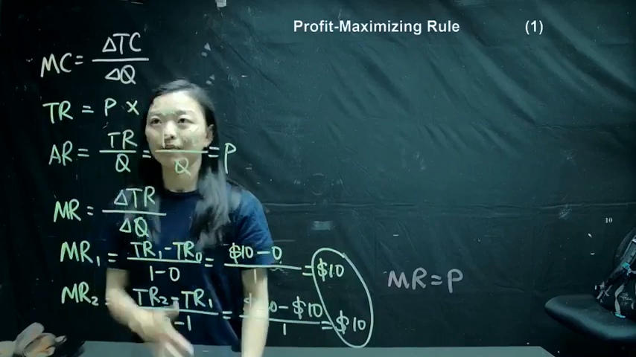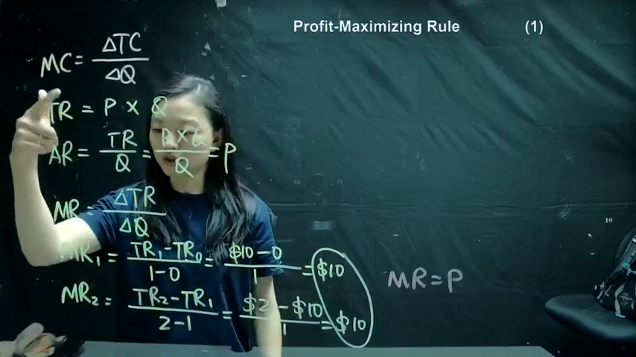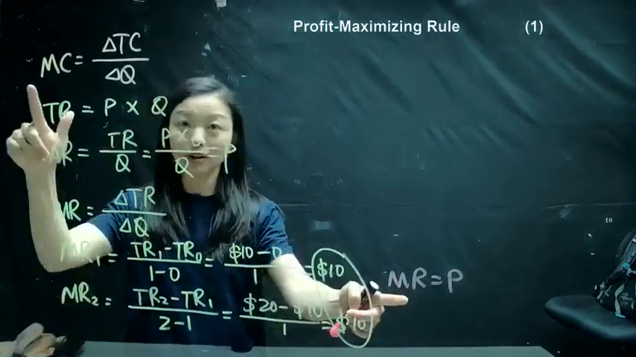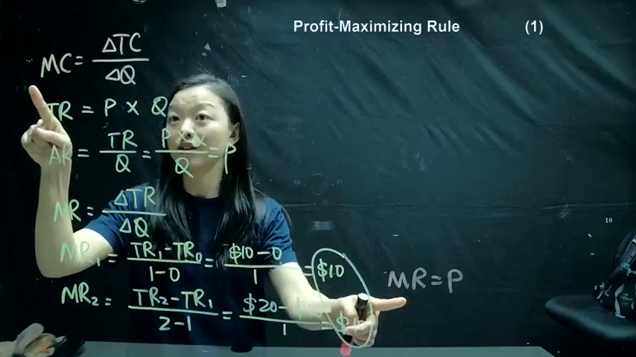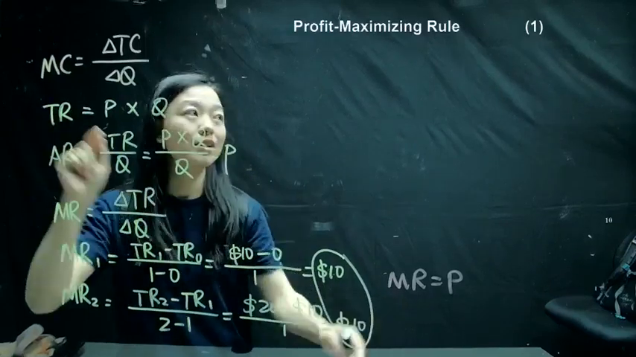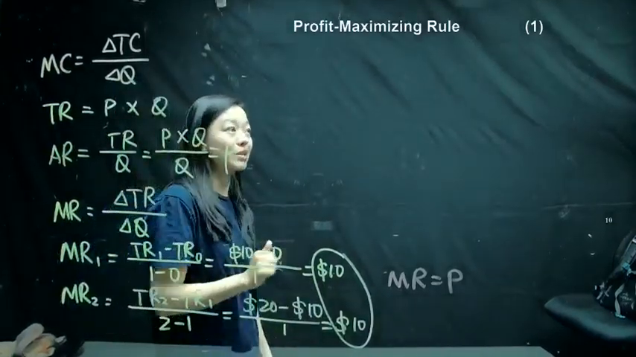Now we have marginal cost, and we now have marginal revenue. Then how can we make a decision to maximize profit? This is what we'll talk about: the profit maximization rule.